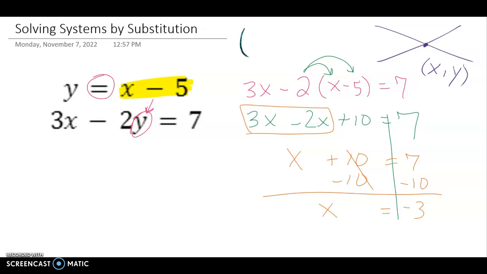I'm going to put our answer up here at the top. x comma y. We just found x, so it's going to go first. We found part of our answer. x is negative 3. But remember, every point has an x and a y. So now we need to find the y.